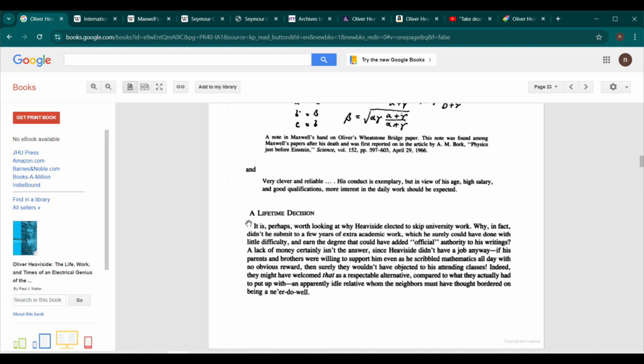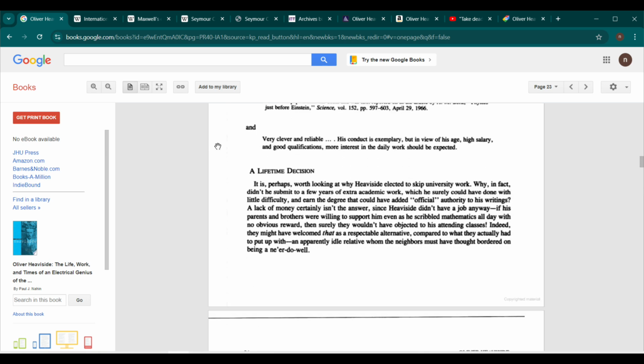This is also interesting. So the author speculates why he didn't go to university, even though he believes his family would have tolerated him getting an extra degree. And it says, a lack of money certainly isn't the answer, since if they were willing to support him, then he wouldn't have objected to him attending classes. They might have welcomed that as a respectable alternative compared to what they actually put up with.